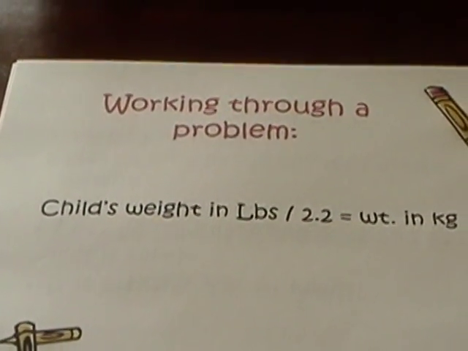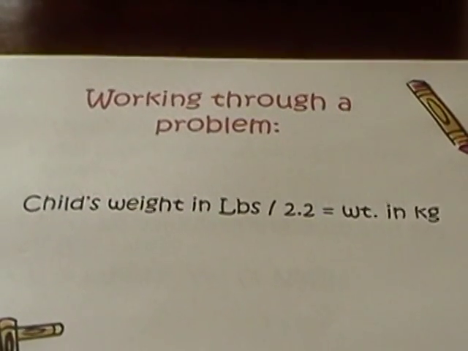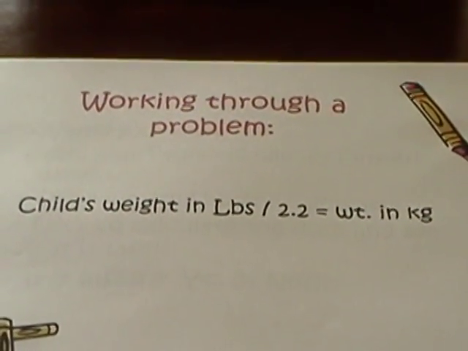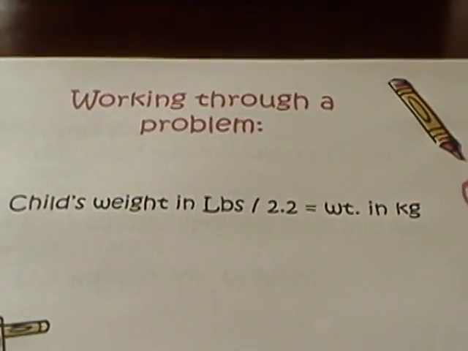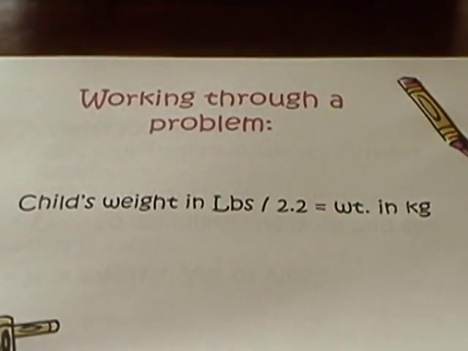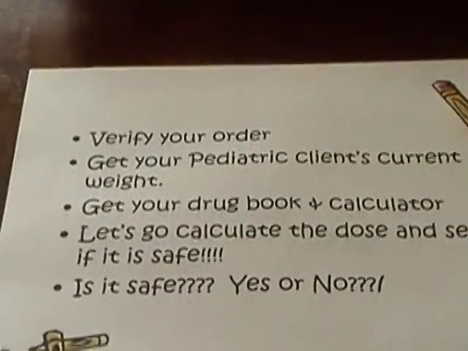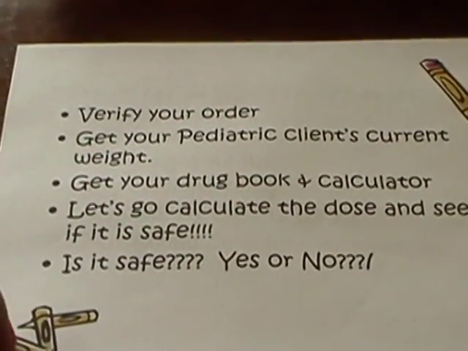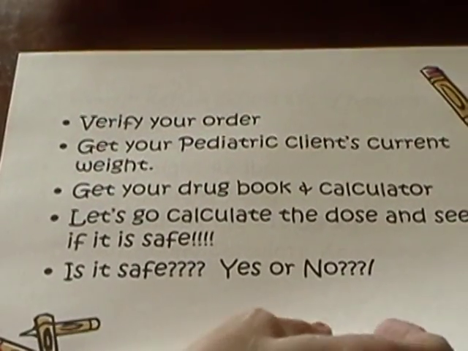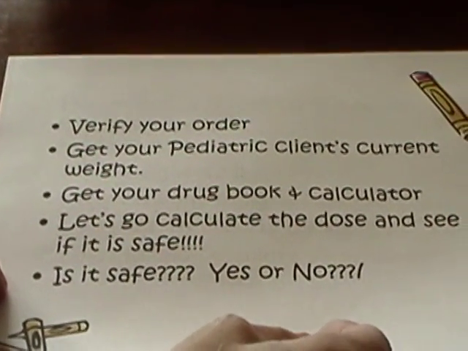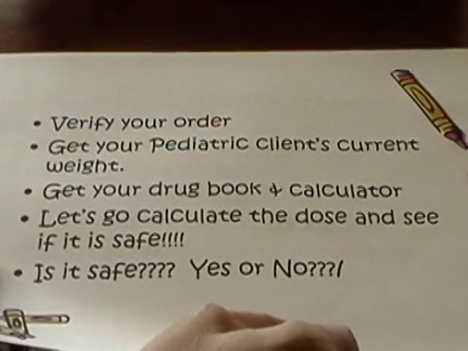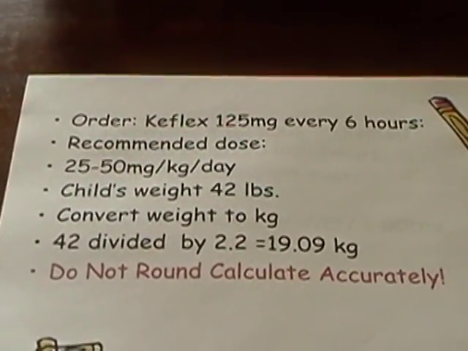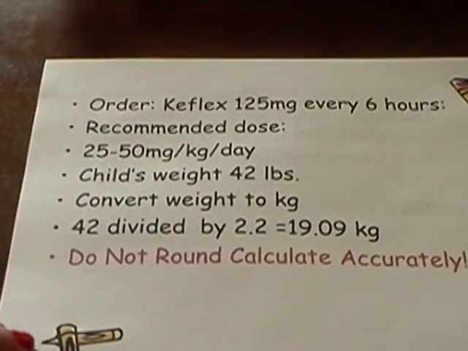Let's now work through a problem of converting a child's weight. Child's weight in pounds divided by 2.2, again, will equal your weight in kilograms. You need to always verify your order, get your pediatric client's current weight, get your drug book and calculator, and let's go calculate the dose and see if it is safe or not. Now let's look at an actual problem.